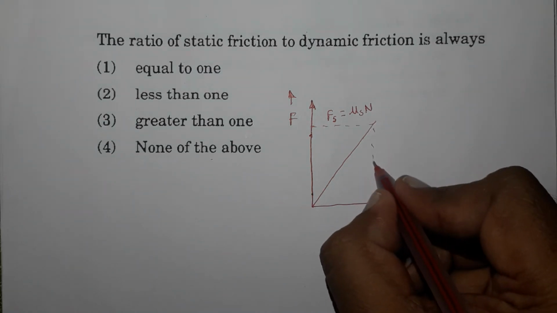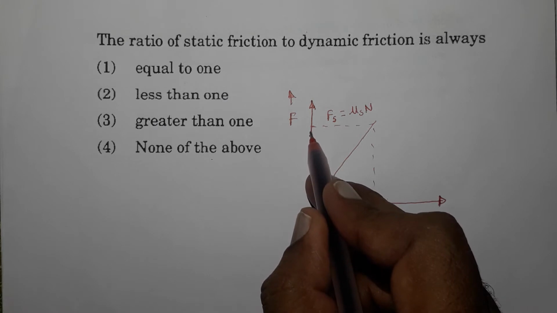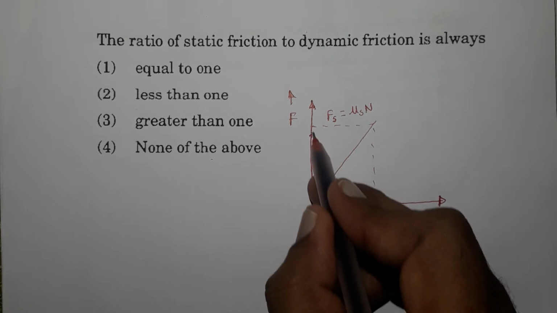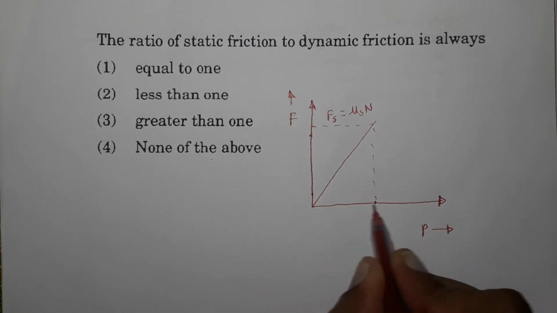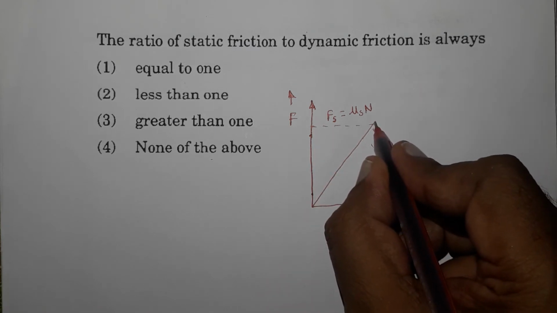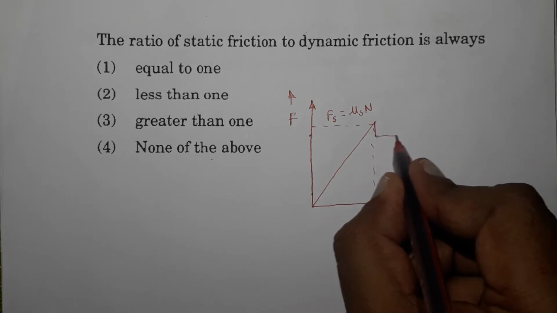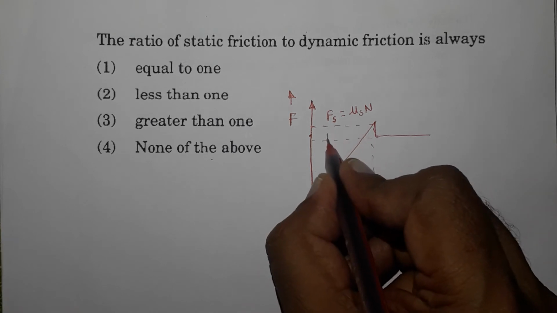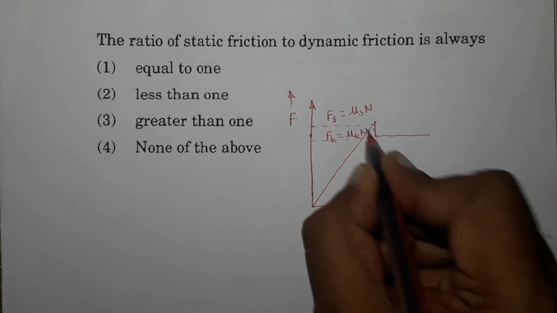Now, as the applied force increases, frictional force also increases, and at a certain value of applied force, the frictional force attains its maximum value. Hereafter, if the applied force is increased, the frictional force falls by a small amount, and then thereafter it remains constant. So at this level, the frictional force, which is called Fk, is given as mu k into N.